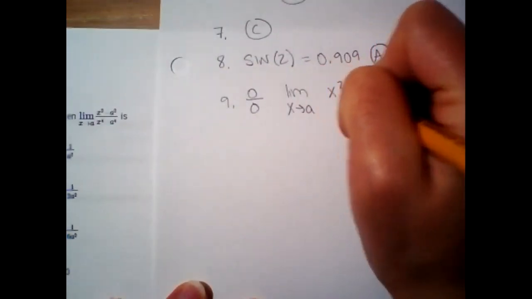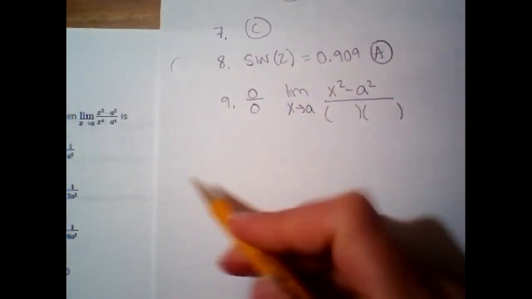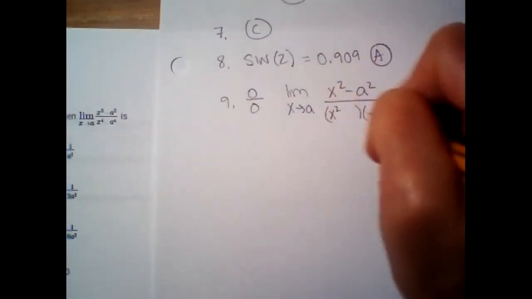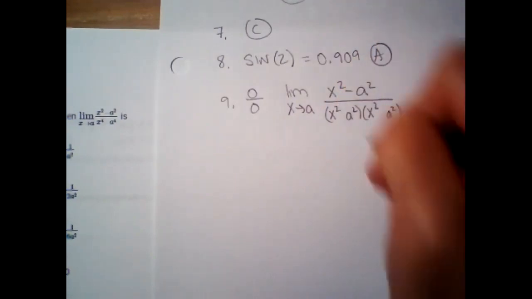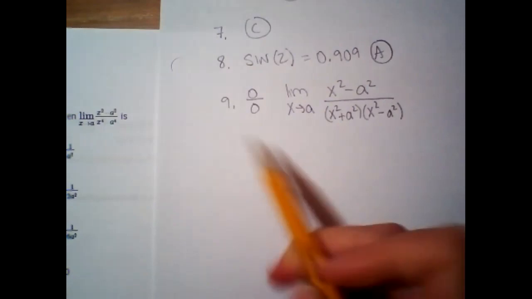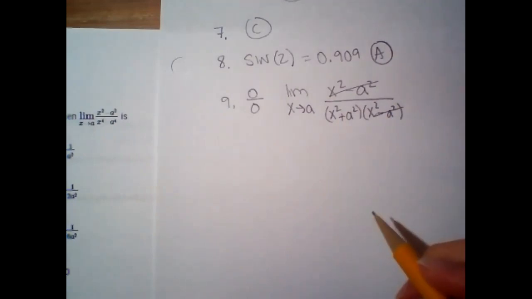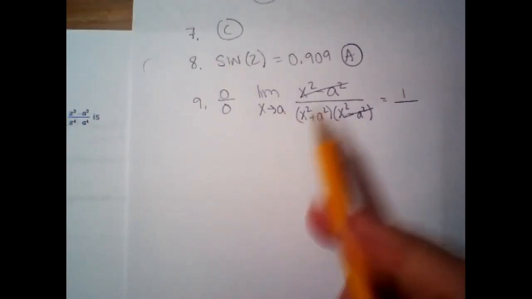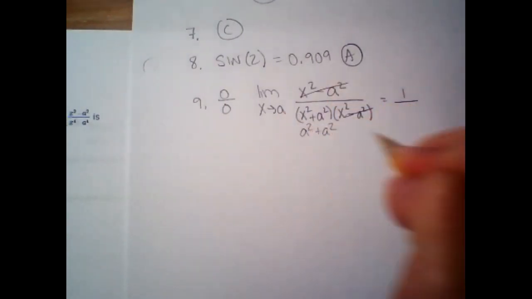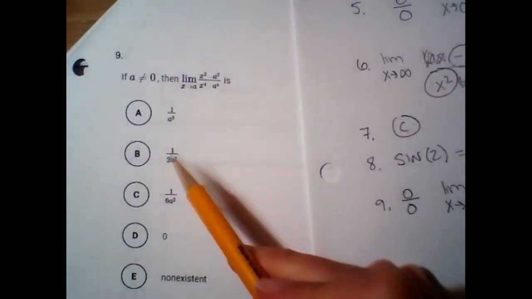So the numerator, I'm just going to leave alone. The denominator, I'm going to split. So x to the 4th is going to be x squared and x squared. a to the 4th will be a squared and a squared. And we'll have plus and minus. So it's a difference of squares. It was to the 4th, it was like squared squared. So these are going to cancel. Our numerator is just 1. And then we can plug in a. So down here, we're going to have a squared plus a squared, which would give us 2a squared. So 1 over 2a squared, which would be b.